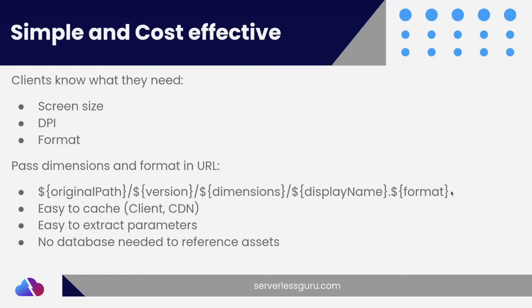So why just a URL, no query string? A path like this makes the CDN and the client super happy in terms of caching. The default cache key for every CDN is just the path. You don't have to look at the query string to format this or that. It's still easy to extract parameters. You can just split on the slashes. And having the original path at the beginning means that you don't need any database to store the location of your images.